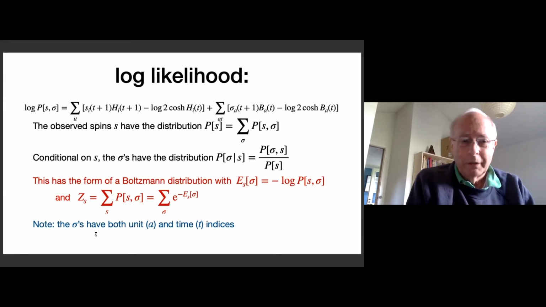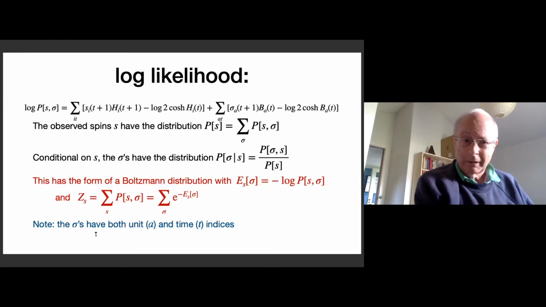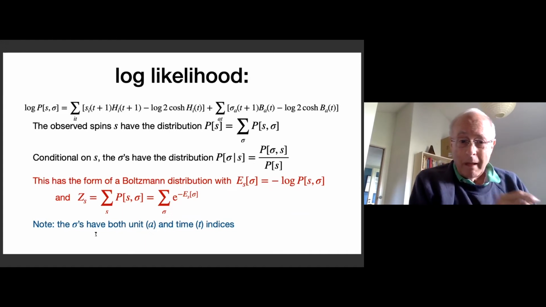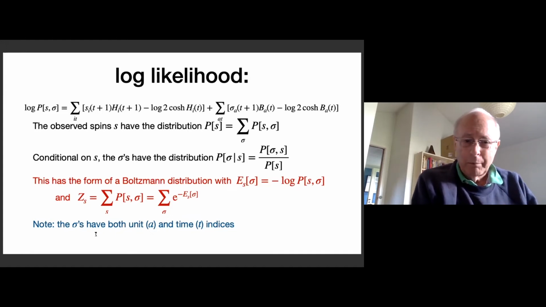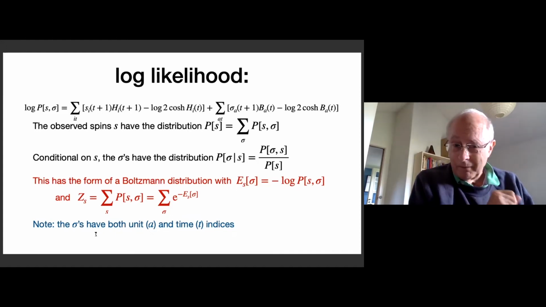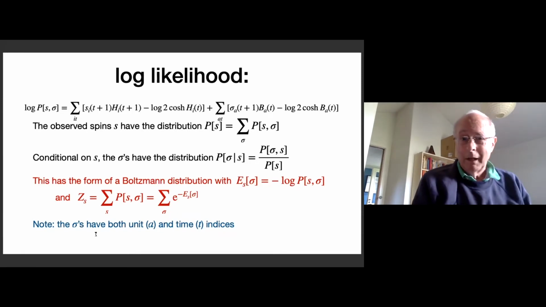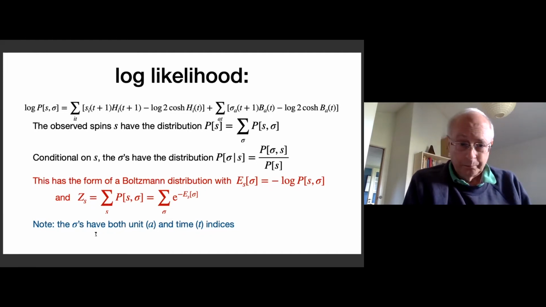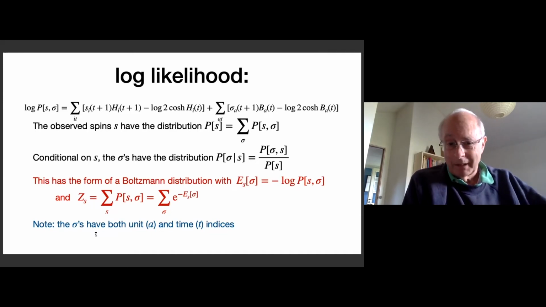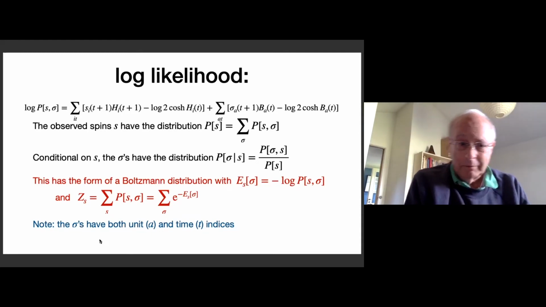Now, I just want you to notice in this problem, unlike the equilibrium statistical mechanical case, the sigmas have indices, or arguments, which both label which unit it is and what time it is. So time, this digital time here, enters on the same footing as the way you identify which unit. So if you were talking about a lattice here, you have a space-time lattice that you're talking about.